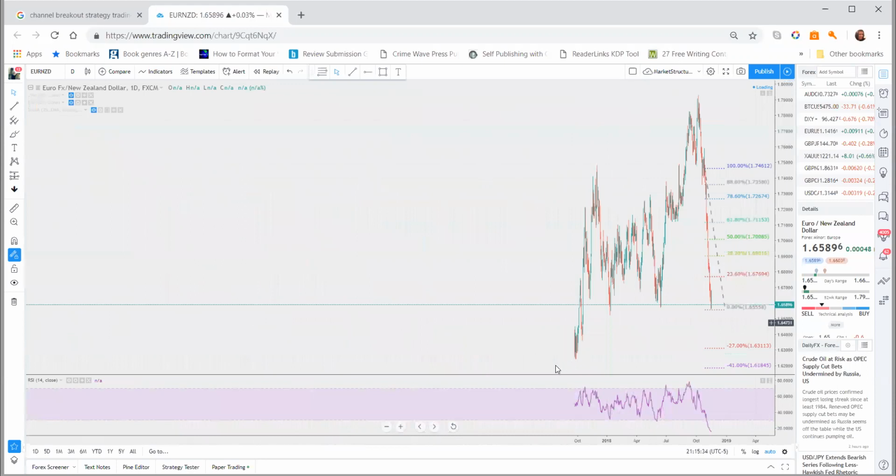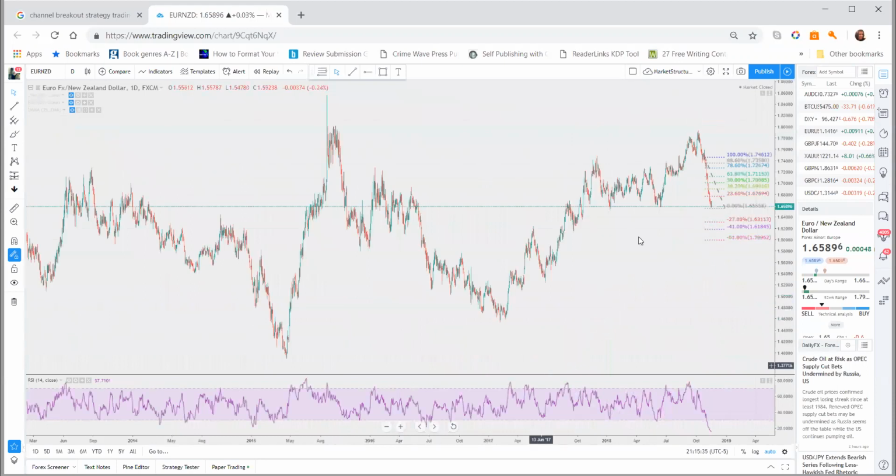This is the only thing I hate about TradingView being down on the weekends.